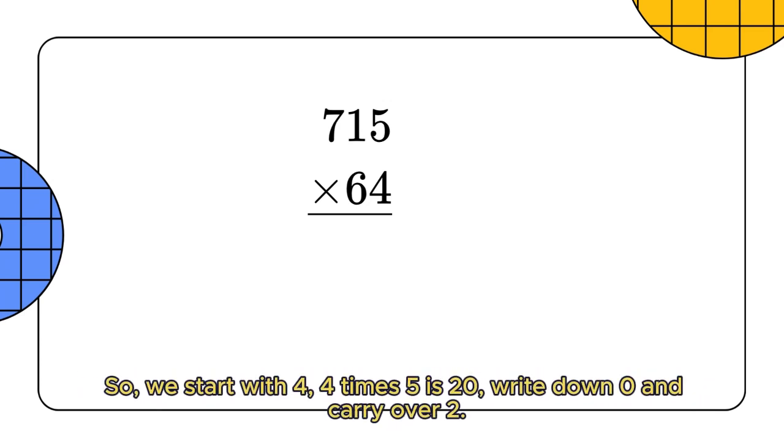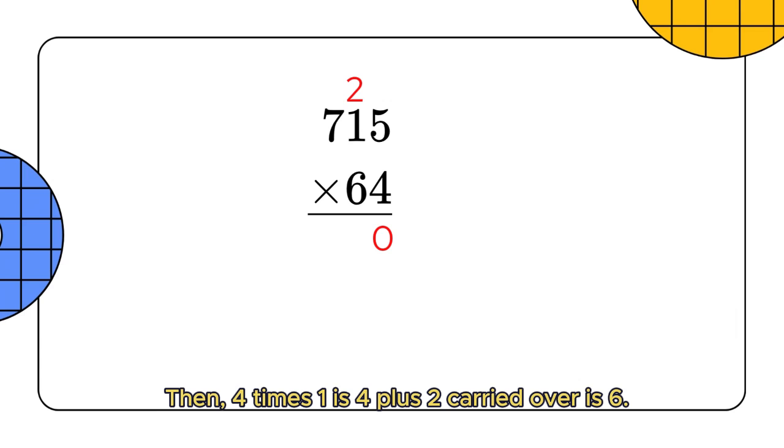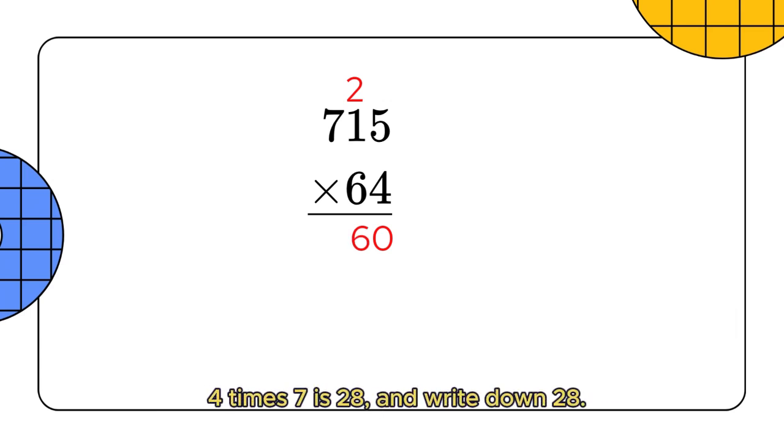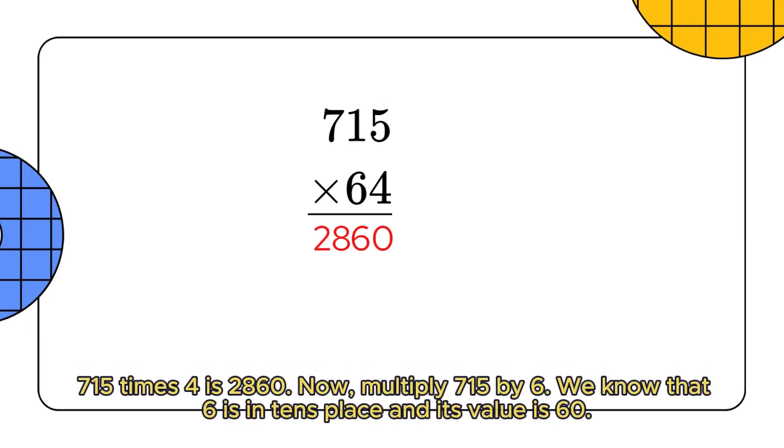So we start with 4. 4 times 5 is 20. Write down 0 and carry over 2. Then 4 times 1 is 4, plus 2 carried over is 6. 4 times 7 is 28, and write down 28. 715 times 4 is 2,860.